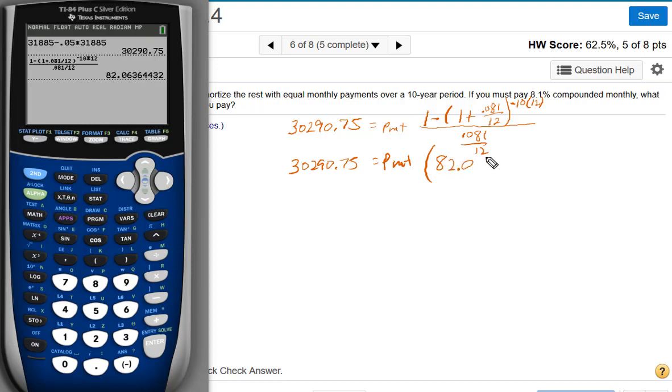Now, you probably know from past problems that I'm only writing 82.06, but I now know that on my calculator I need to take the 30290.75 and divide by that previous answer, second A and S. So I didn't actually round off to 82.06, and we come up with this for our payment. To the nearest cent, that would be $369.11. So that would be our payment.